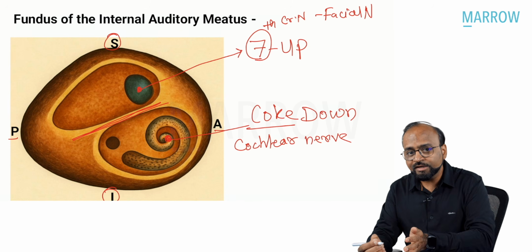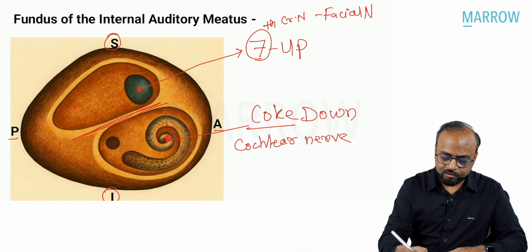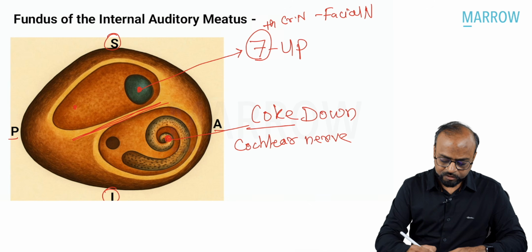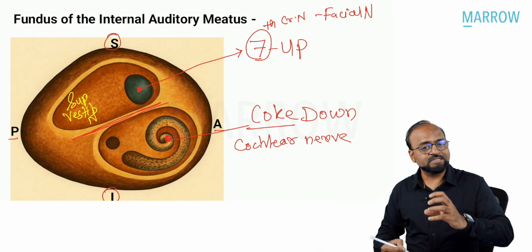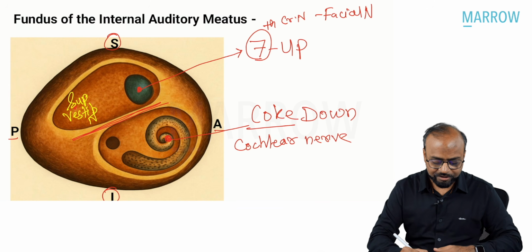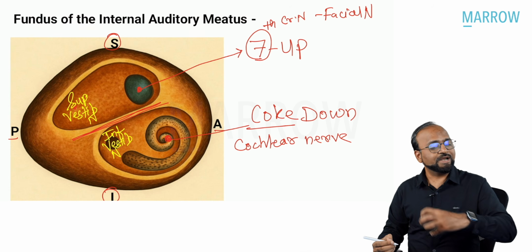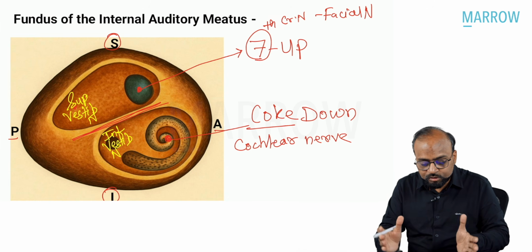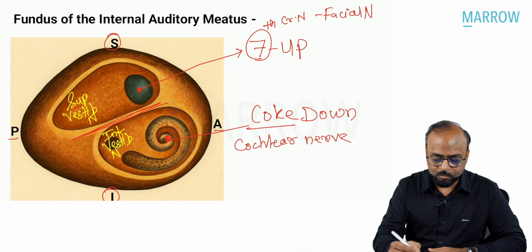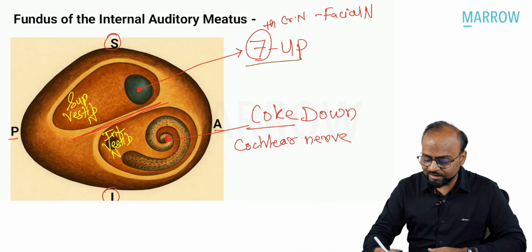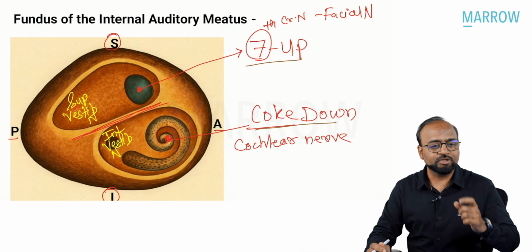Now if you see, this is the anterior part above and below the transverse bony crest. Posteriorly of course you have the superior vestibular nerve, right, branches which exit above the transverse bony crest, and below it we have the inferior vestibular nerve, branches or radicals which exit below the bony crest. So this is how the arrangement of the various nerves is at the level of the fundus of the internal auditory meatus. Remember the mnemonic, right? It is 7 up and coke down. So that is how you know that the facial nerve exits above and the cochlear nerve exits below the transverse bony crest at the fundus.